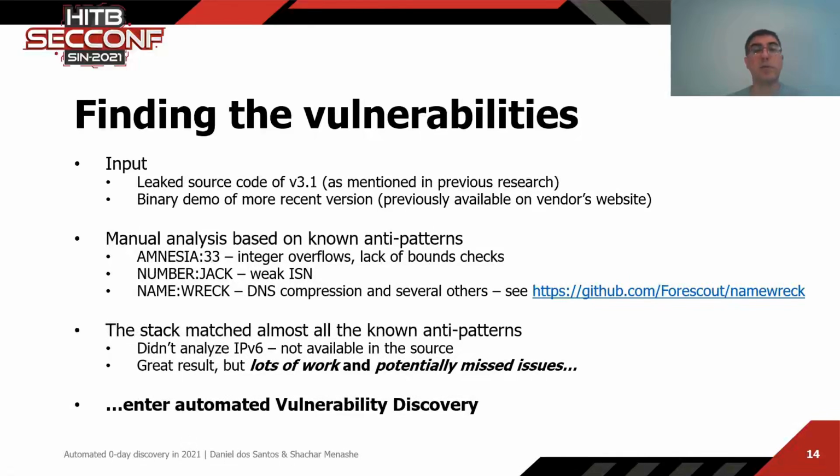And we started with the manual analysis that was based on the known anti-patterns from the previous research, right? Amnesia 33, we looked at integer overflows, lack of bounds checks, and so on. Numberjack, we looked at the weak TCP ISN, and in NameRec, we looked at DNS compression and several other types of anti-patterns. And basically all of those were found in this new stack and found manually. We did not analyze IPv6, which is also an anti-pattern that we had previously seen. And this was a great result, but it was lots of work and potentially missed issues, right?